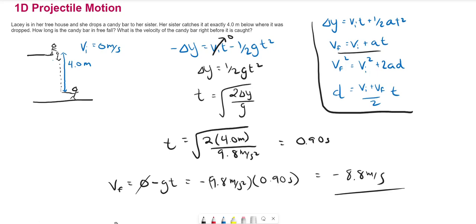They're all going to be some variation of that pretty much. You're either throwing something up or you're dropping something. No motion in the x direction. Usually in these one-dimensional projectile motion problems, it's usually just going up or down.